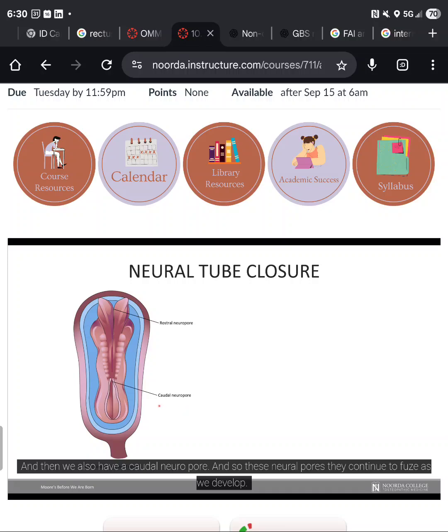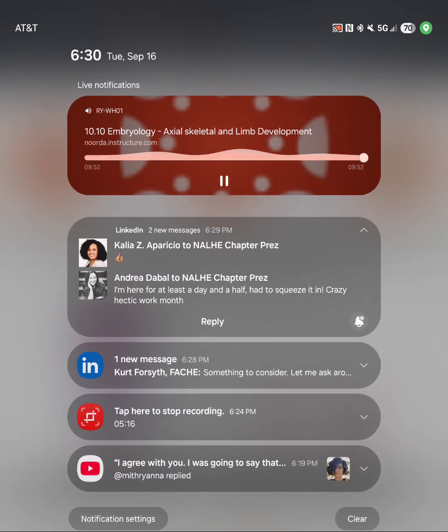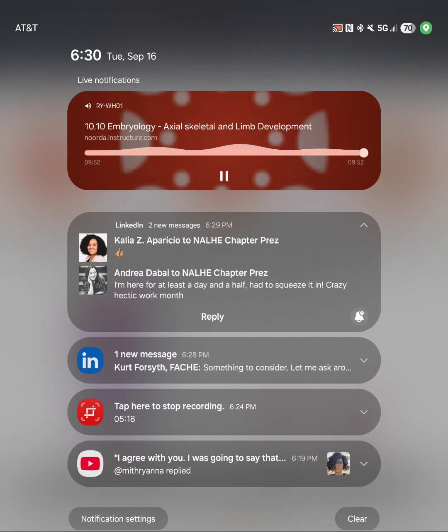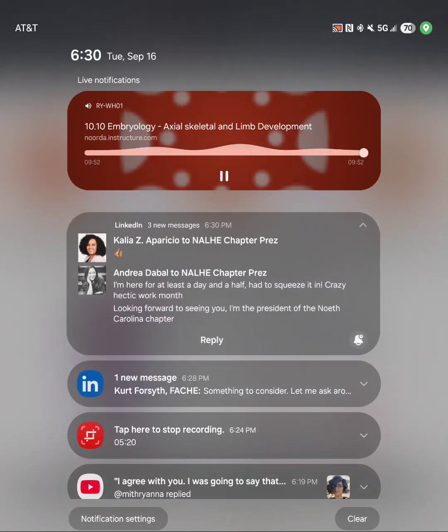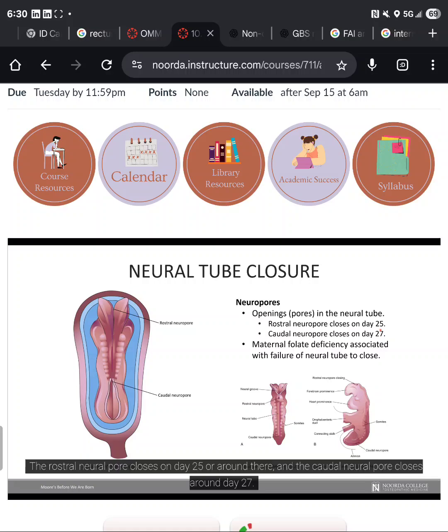And so these neuropores continue to fuse as we develop. So if we look at day 23, there's a little bit more fusion that has occurred. And then even at day 24, there's more fusion until they're eventually completely fused. So a recap on these: neuropores are openings or passageways in the neural tube. The rostral neuropore closes on day 25 or around there, and the caudal neuropore closes around day 27.